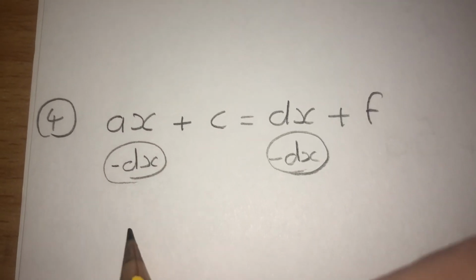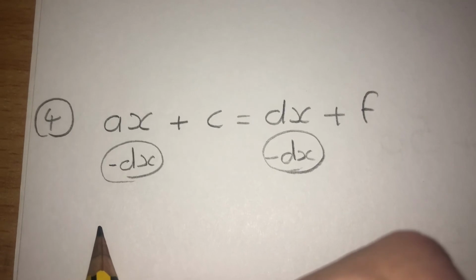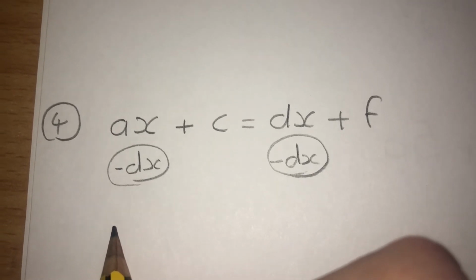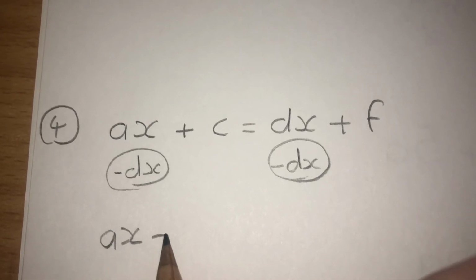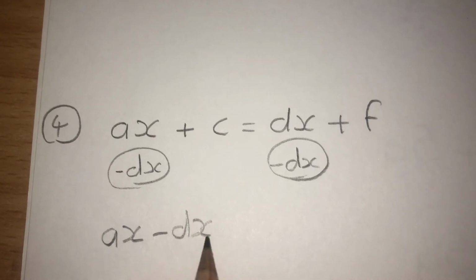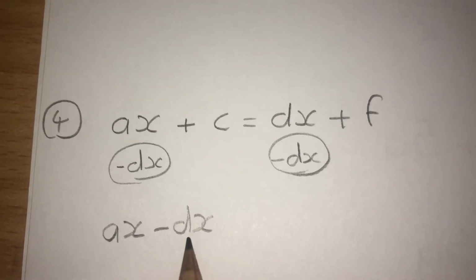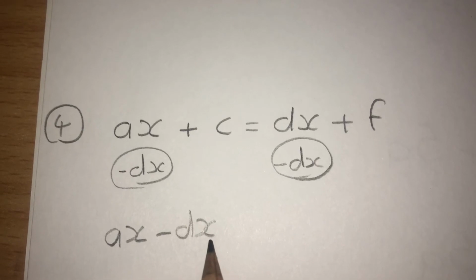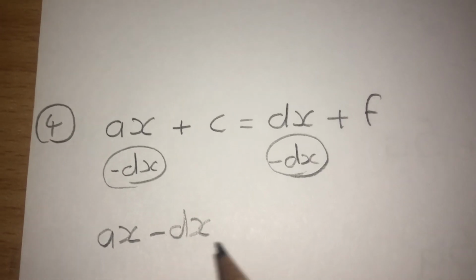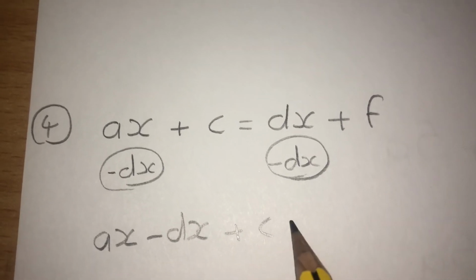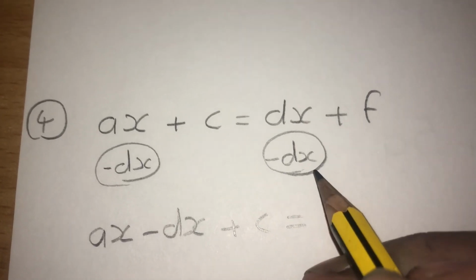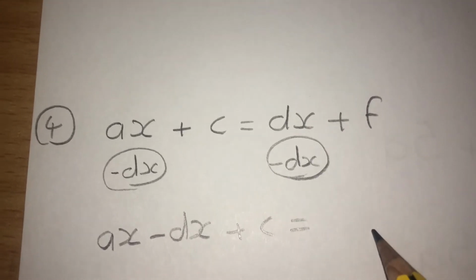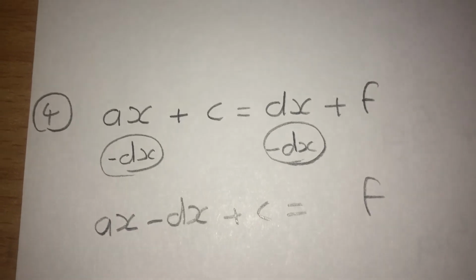So this is where we just need to be careful, because what we're actually going to do is factorize in this question, and we'll see that in a wee second. I end up with ax minus dx, and the reason we can't actually subtract those two is because the a and the d are not like terms, even though they both have x's. These are not numbers, so we can't subtract them. I still have that plus c is equal to dx take away dx is 0, so it's gone, is equal to f, which is now on its own.